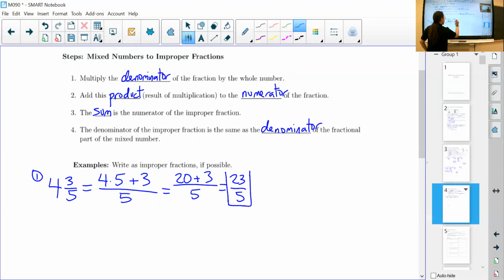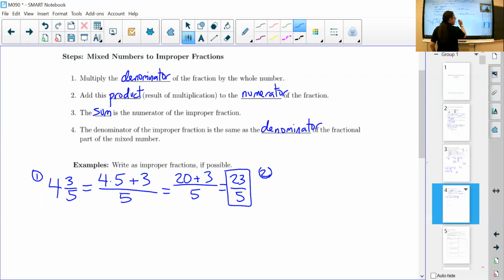An improper fraction. But don't be tempted to convert it back to a mixed number unless you want to check your work. Actually, that's a great way to check your work, converting it back. 5 goes into 23 4 times with 3 left over, and the 5 stays the same. So we can go back and forth.